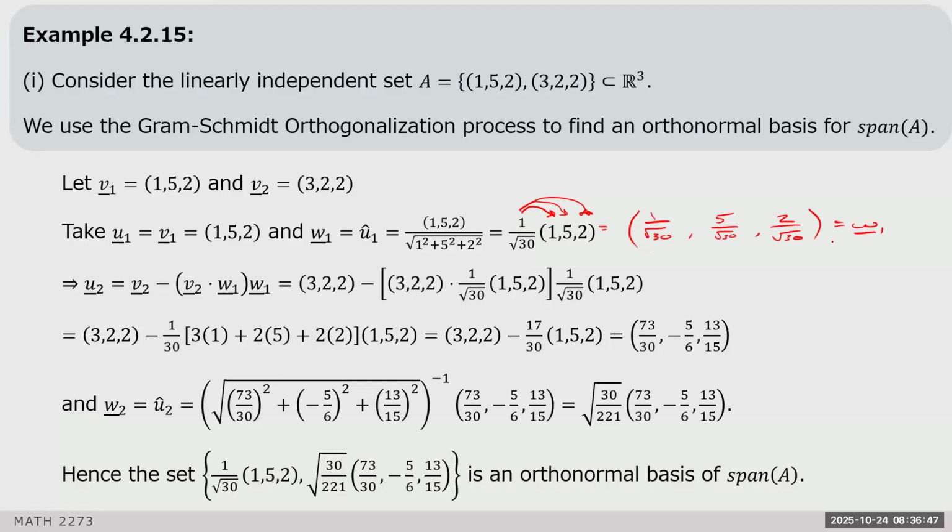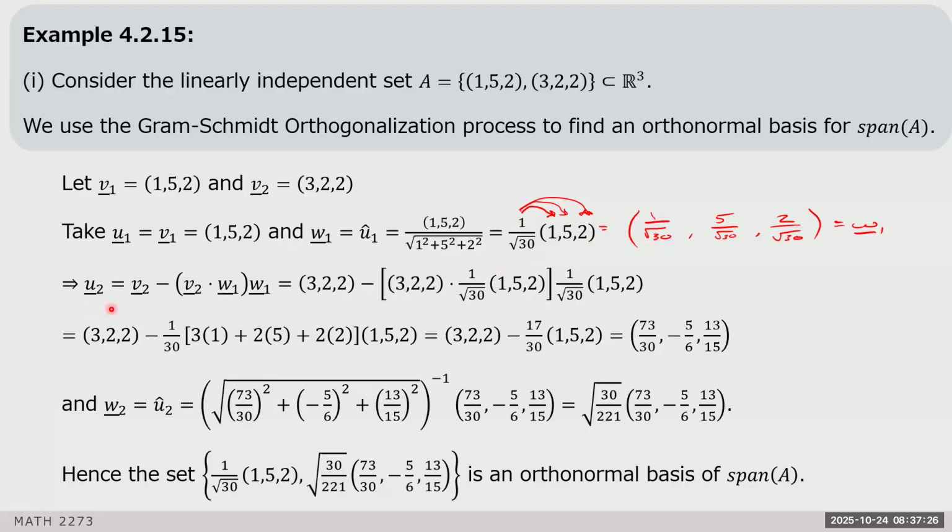But you'll see when you're doing these calculations, oftentimes you get these fractions and square roots, and it's usually easier to just leave the square root outside of the brackets. It's good to leave these scalars here, because when we calculate the inner product, you can move scalars out of the inner product. So this 1 over root 30, we're just going to move out of the inner product, and we don't have to worry too much about it. So that's W1. Now we go on to U2.